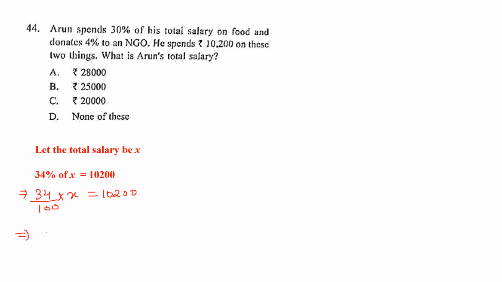Now to find the value of X, transpose it. So it will be 10,200 multiplied by 100 divided by 34. And 34 times 3 is 102. So 300 into 100, you are going to get the answer as 30,000. But in options A, B, C, that value is not there. So the option is D, none of these.